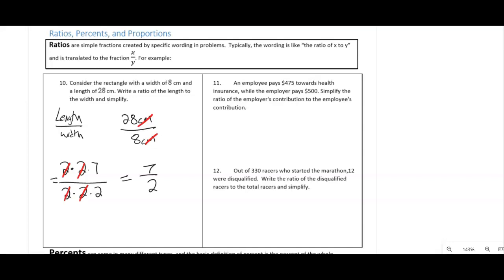Go ahead and work on the problems on the right as you pause the video, and then come right back. For the first one, you should reduce down to 20/19ths. Problem number 11. For problem number 12, it should reduce all the way down to 2/55.